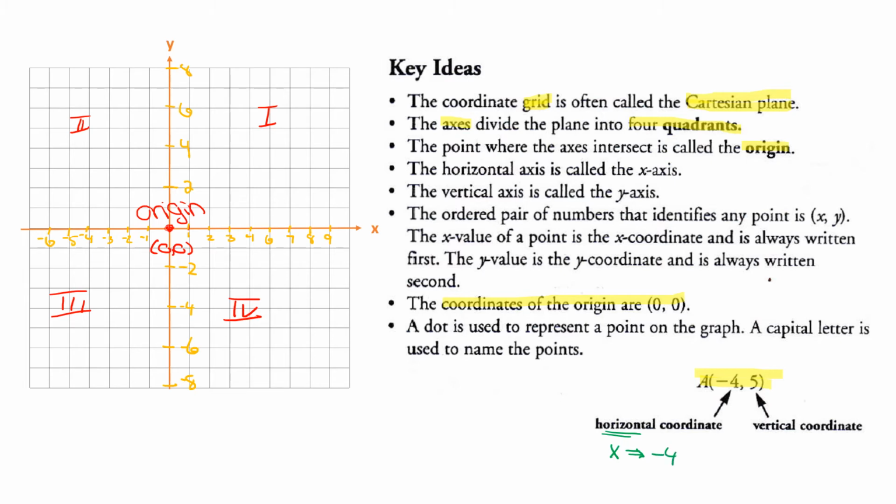So that means I'm going to go left 4 from the origin. I'm going over 4 to the left. Normally you wouldn't draw that line, I'm just putting it in there. And then my vertical coordinate, or my y, is a 5.